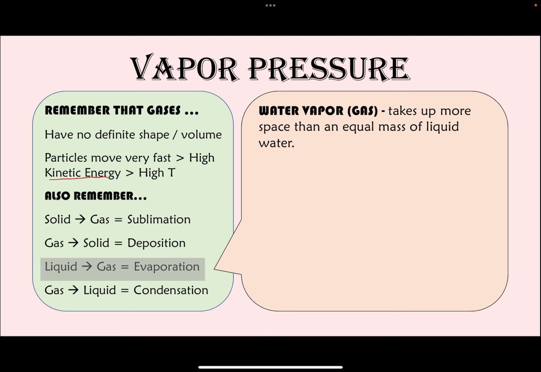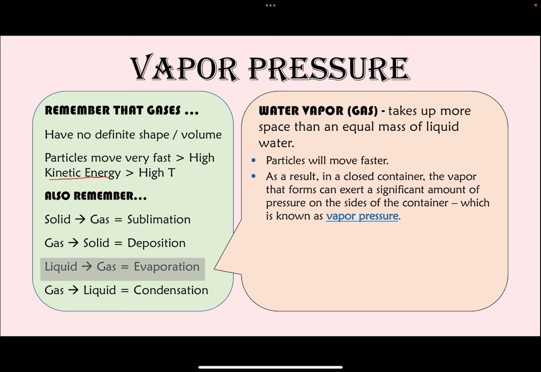If you have water vapors, which is what we get after water evaporates, that is a gas. And water vapors take up more space than an equal mass of liquid water. That's because in liquid water, your particles are closer to each other compared to the water vapors, where the particles are very spaced out. Because there's a lot of space between the particles, they are also going to move faster compared to the particles in the liquid phase. So as a result, if we have the gas in a closed container, the vapors that are formed are going to exert a significant amount of pressure on the sides of the container. And that pressure that the particles are exerting on the sides of the container is what we refer to as the vapor pressure.